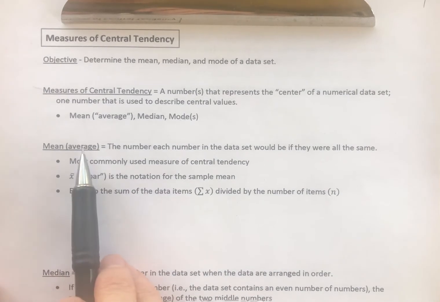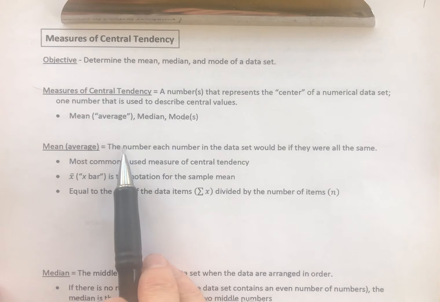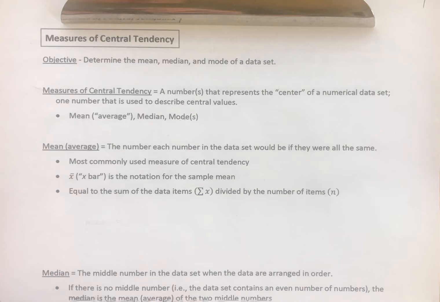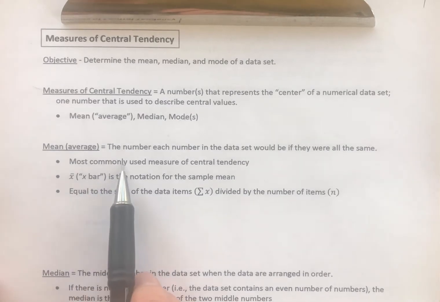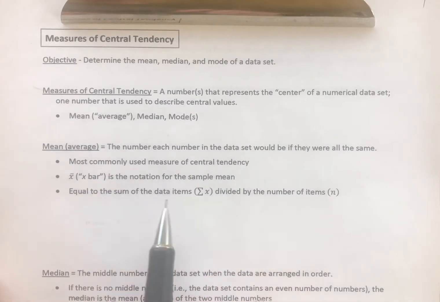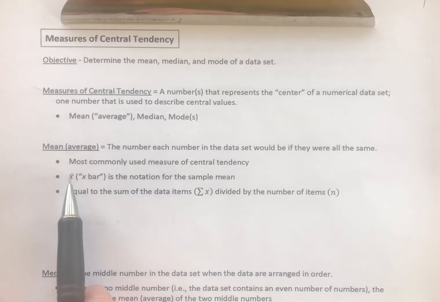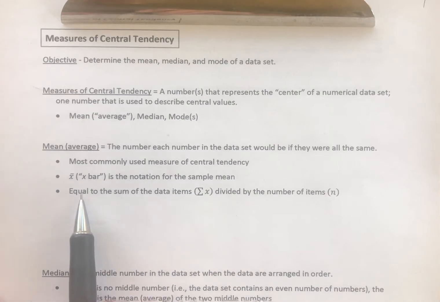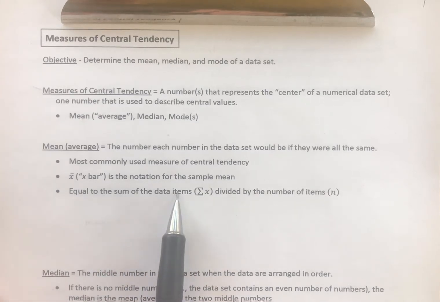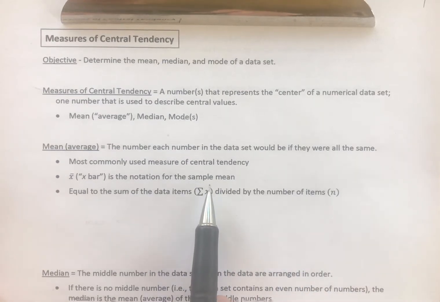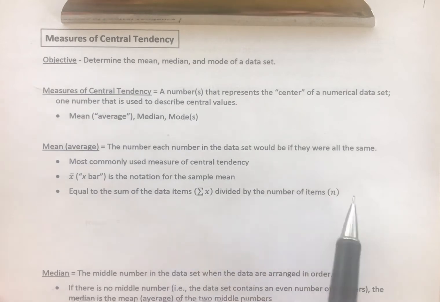The mean, also called the average, is the number that each number in the data set would be if they were all the same. Okay, it's the most commonly used measure of central tendency. In statistical notation, the sample mean, as you take a sample of data, is represented by X bar, the letter X with a bar above it, and it is equal to the sum of the data items divided by the number of items. In statistical language, it is sigma X divided by N.